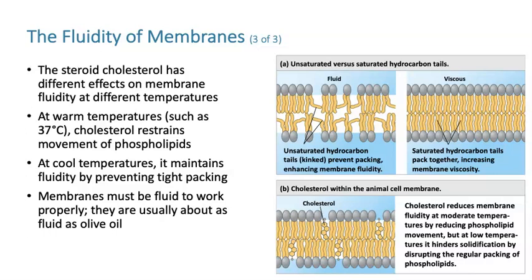Generally speaking, you can think about the fluidity of the phospholipid bilayer in a normal circumstance as being like how you would pour olive oil out. It's thick, but it moves. Again, the two things that help maintain fluidity in cold temperatures are unsaturated hydrocarbon tails and cholesterol.